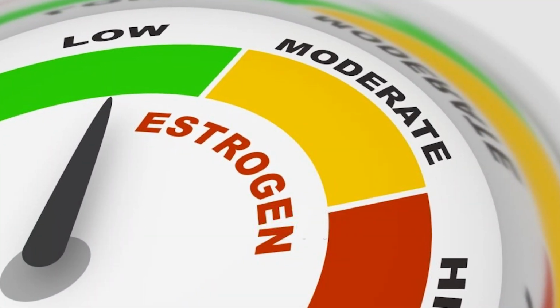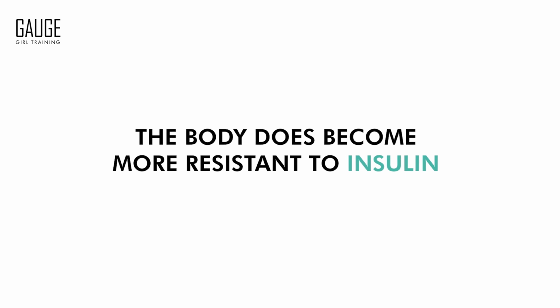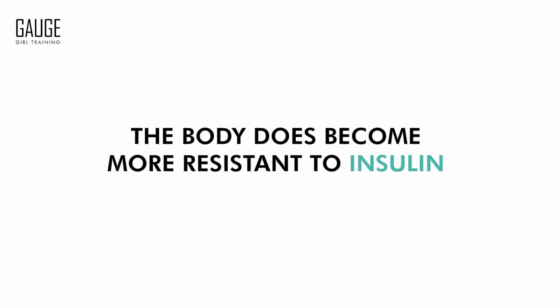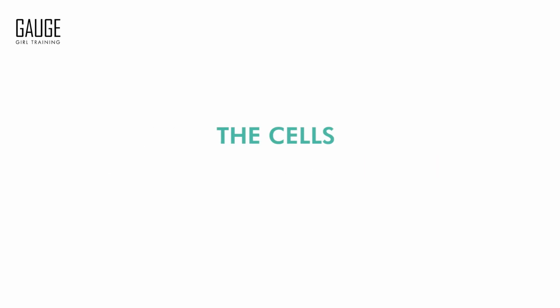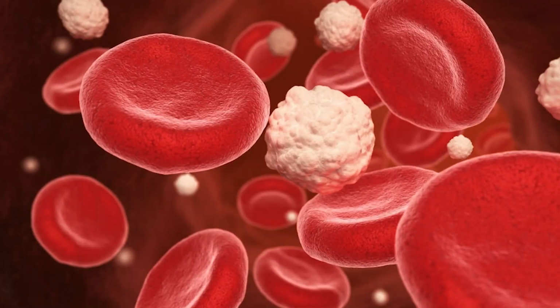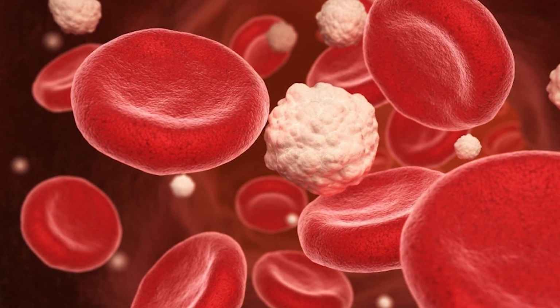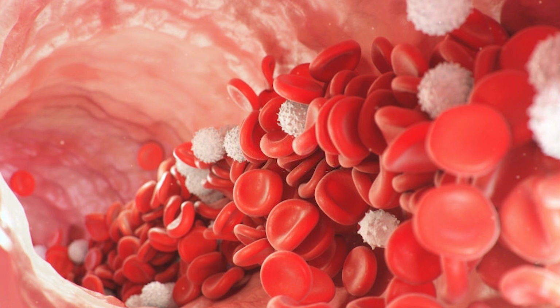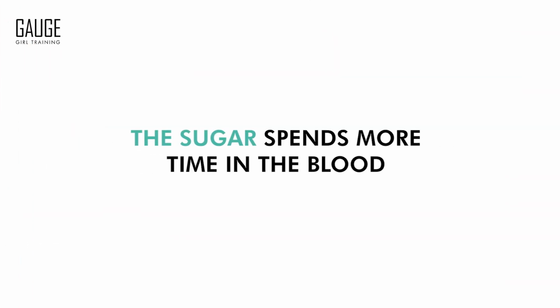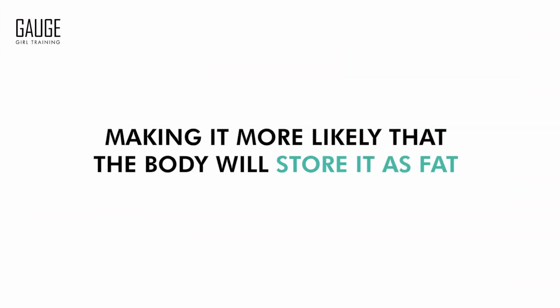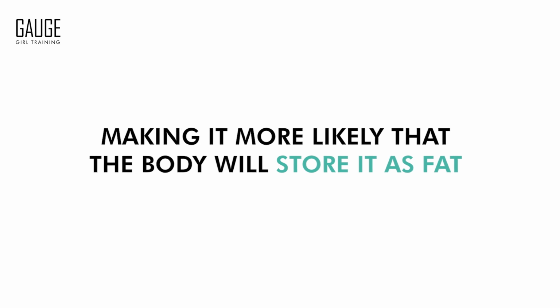The reality is, when estrogen levels drop, the body does become more resistant to insulin, which means that the cells, the liver, the muscles, and the brain require more insulin per unit of glucose in the blood in order to shuttle that glucose into the cells. And as a result, the sugar spends more time in the blood, making it more likely that the body will store it as fat.